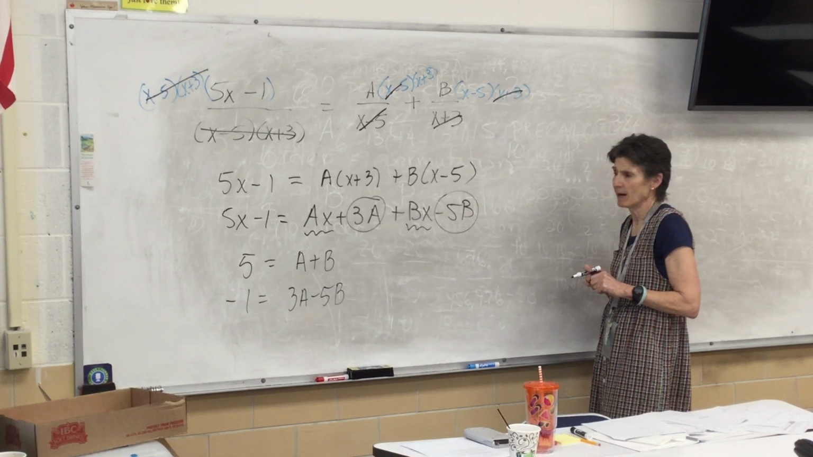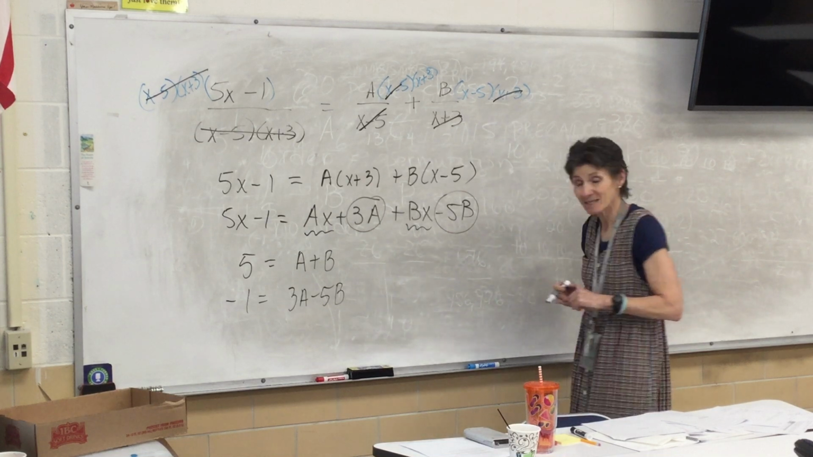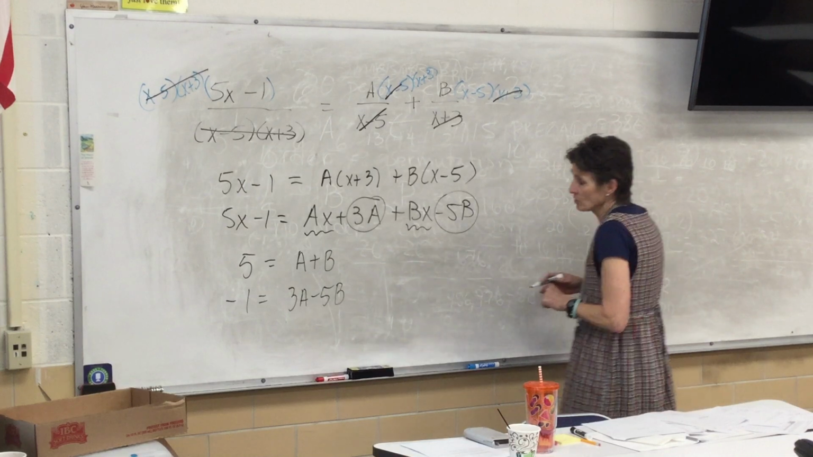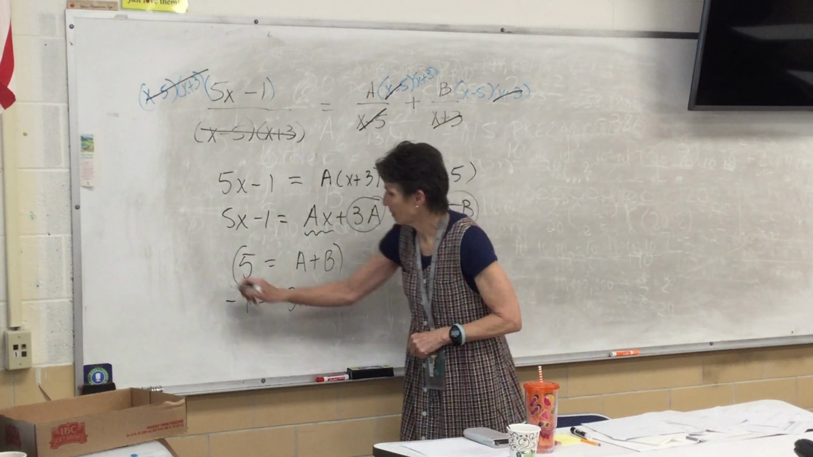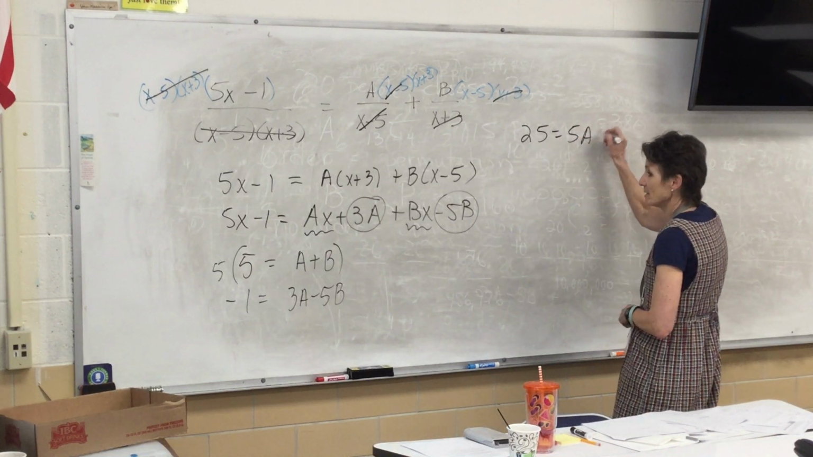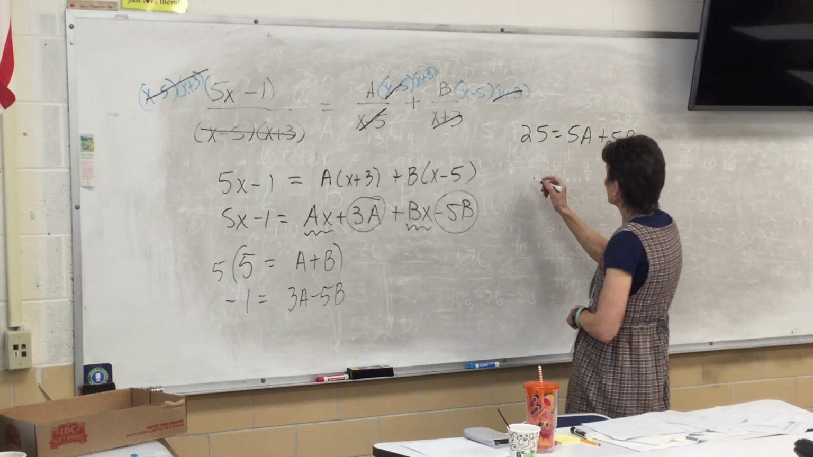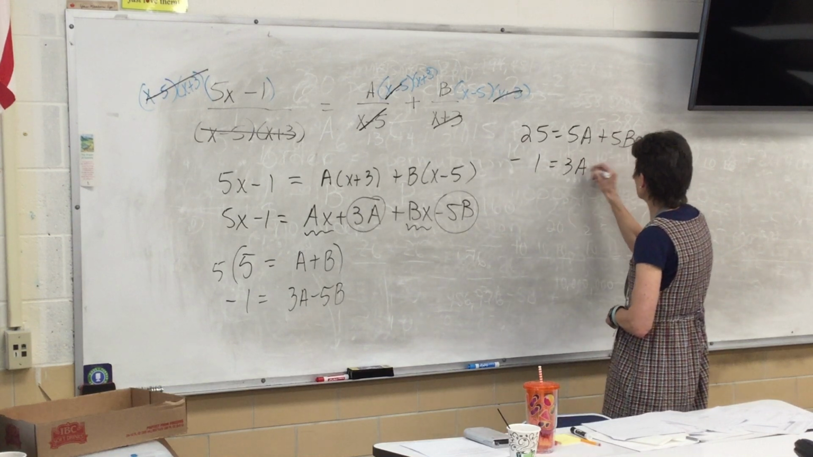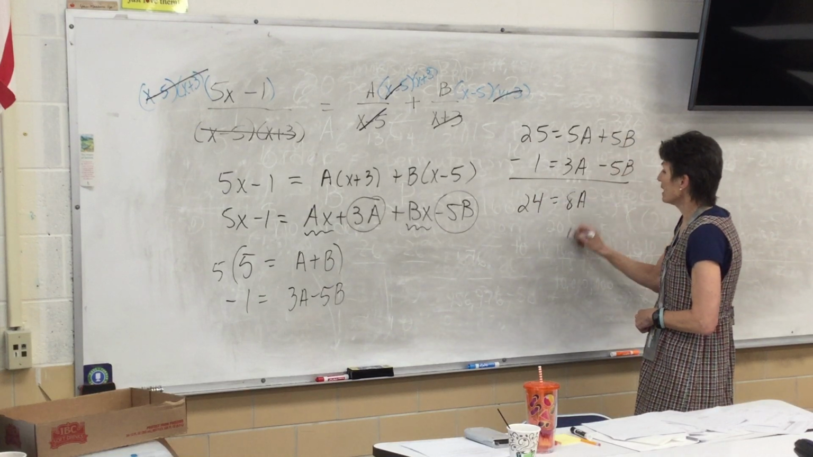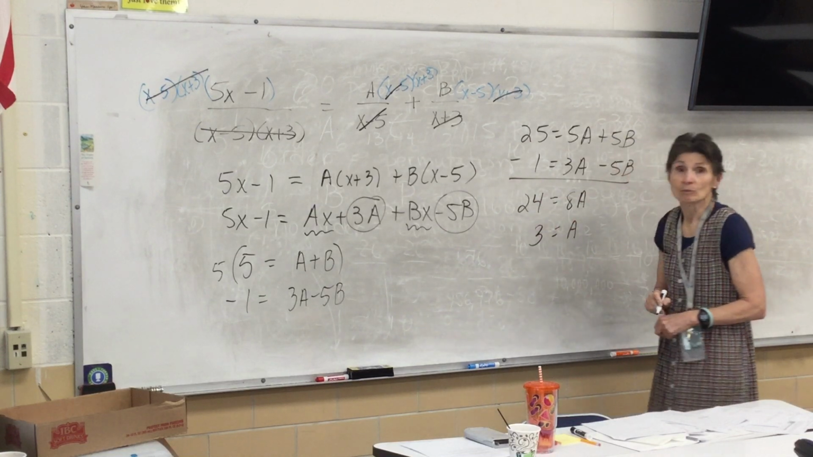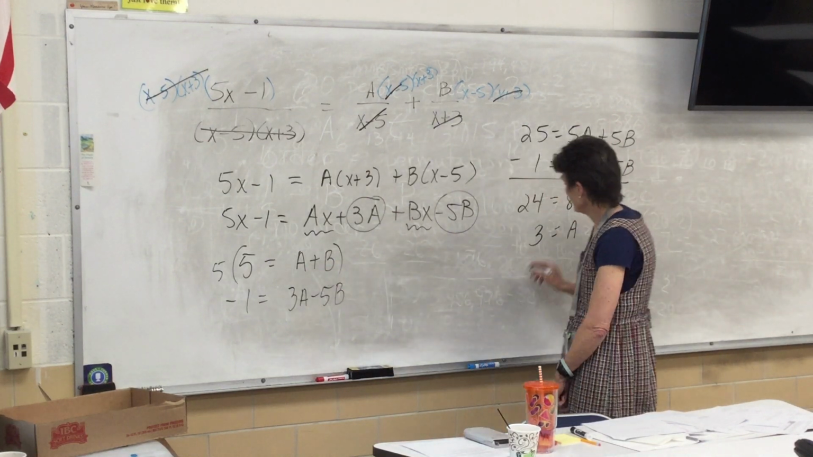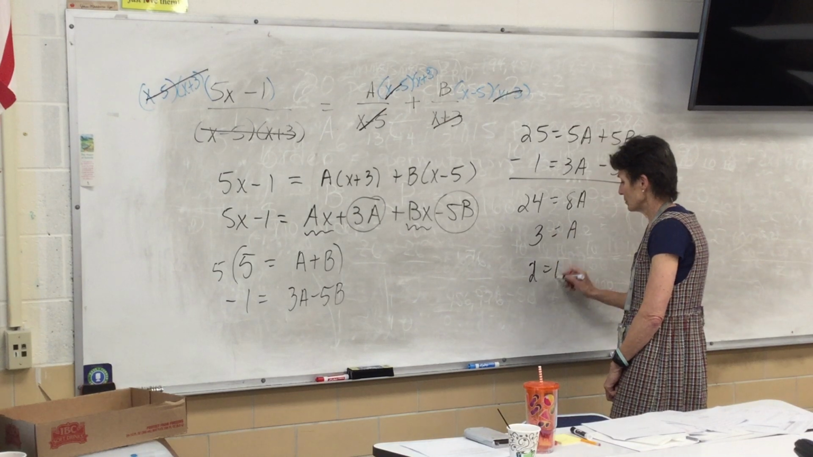I think I'll use elimination because I like elimination the best, but you could use substitution or you could use Cramer's rule, whichever you wanted. So I'm going to go ahead and just multiply this equation by 5. So I have 25 equals 5a plus 5b, and -1 equals 3a minus 5b. So 24 equals 8a, and it looks like a equals 3. So then I can go back and say, okay, if a equals 3, then b must equal 2.